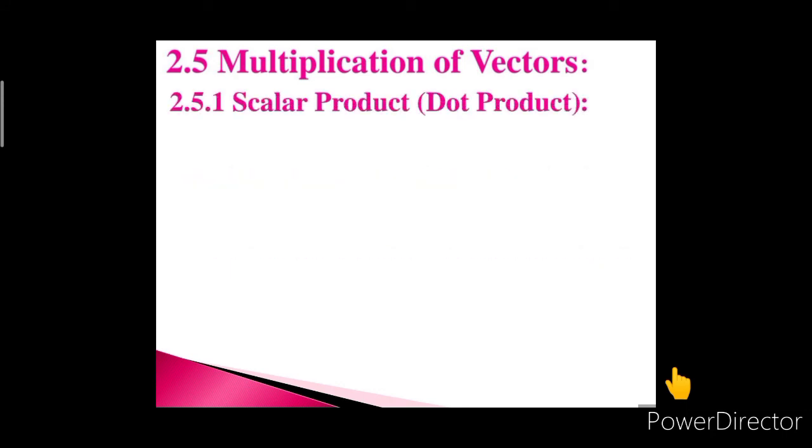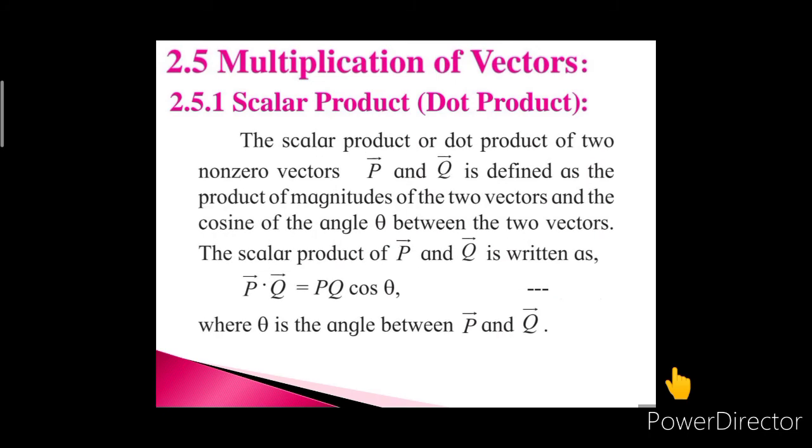We had discussed a scalar product, or a dot product, which is defined as follows: the scalar product or dot product of two non-zero vectors, vector P and vector Q, is defined as the product of the magnitudes of the two vectors and the cosine of the angle theta between the two vectors. The scalar product of vector P and vector Q is written as vector P dot vector Q, which is equal to PQ cos theta, where P and Q are the magnitudes of vector P and vector Q, and theta is the angle between vector P and vector Q.